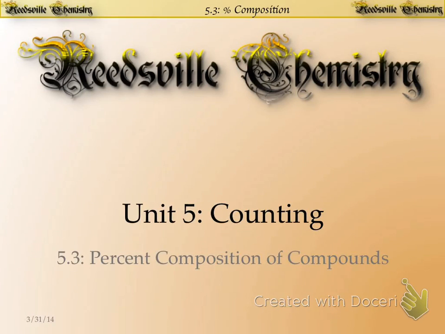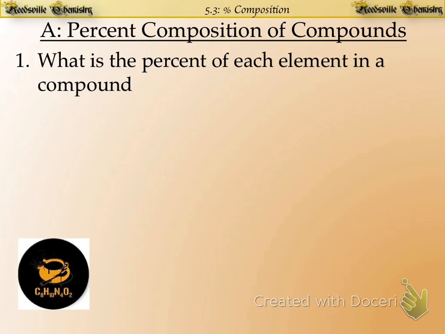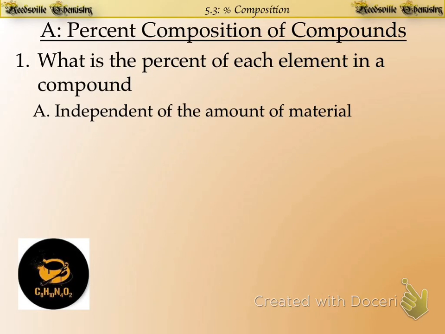All right, a nice quick one today. This is the last section for Unit 5. It's going to be called 5.3, percent composition of compounds. And we're going to start off by asking the following question. What is the percent of each element in a compound? And we've done a little bit of math like this in the not too distant past.